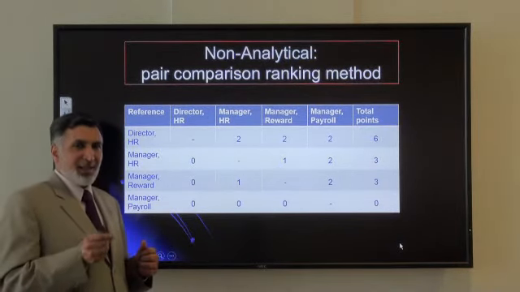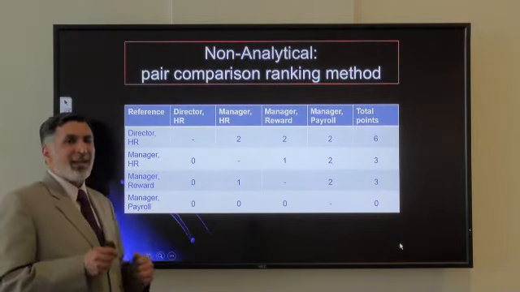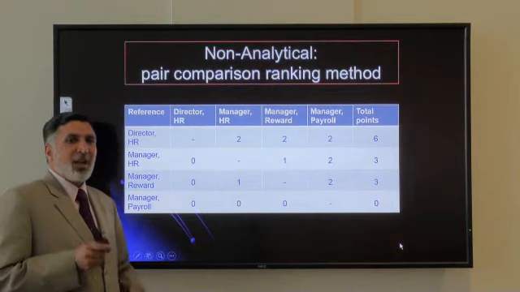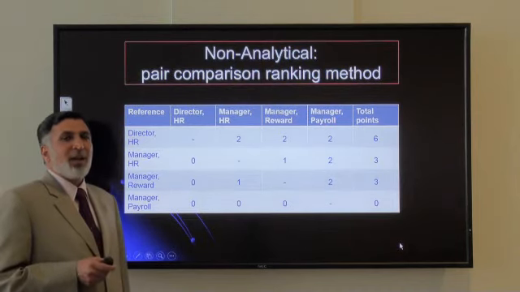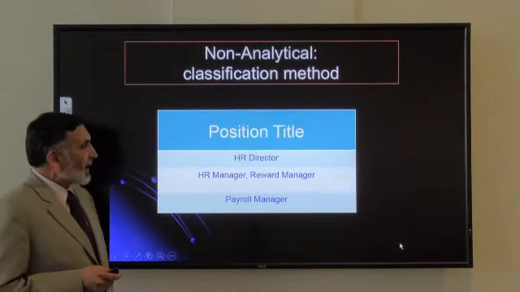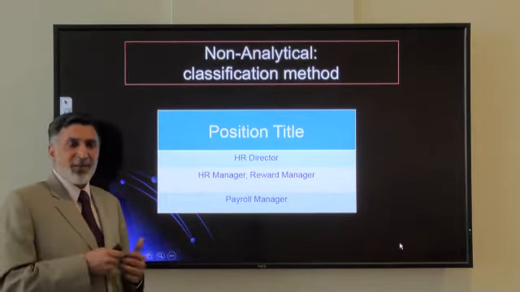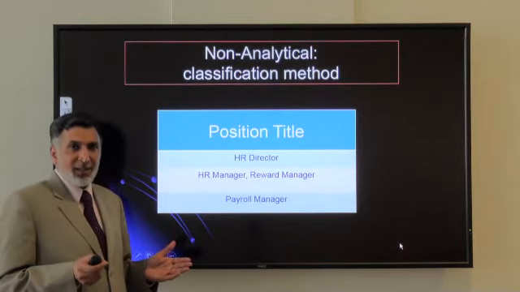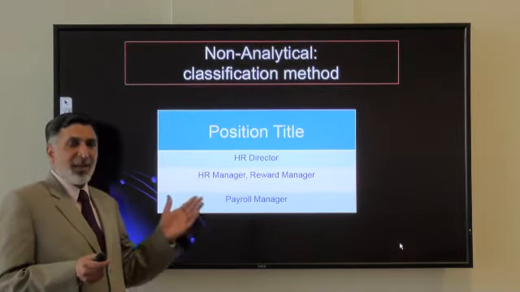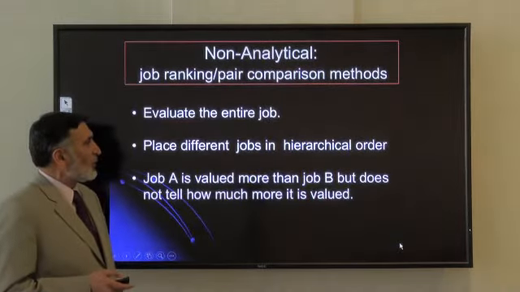I place these, I give them the points, I score them, and then at the end, the jobs having more score have more importance than the other jobs. And then based on that, I rank them. Very straightforward, very simple method. That is the ranking method and the pair comparison method. Now let us move on to this one.